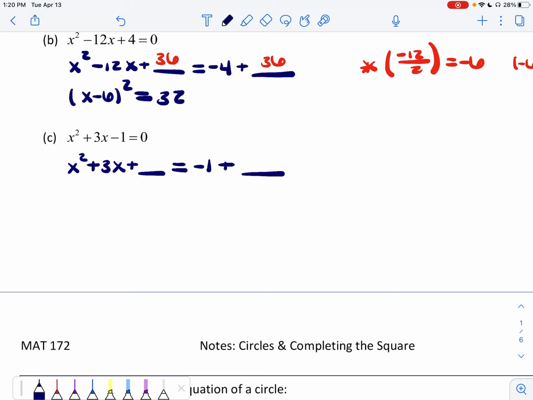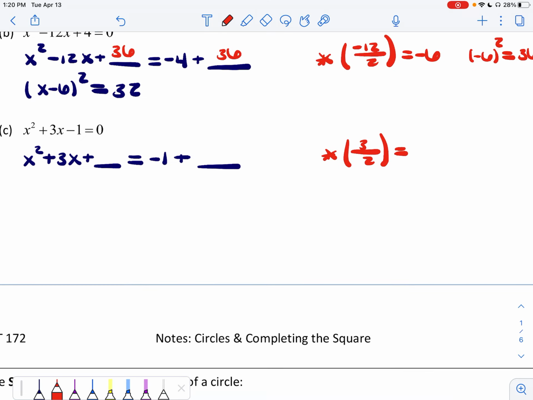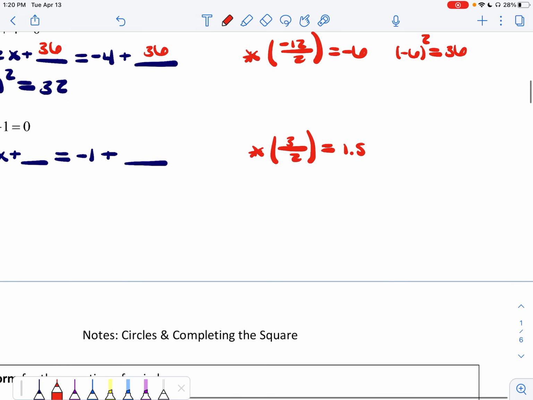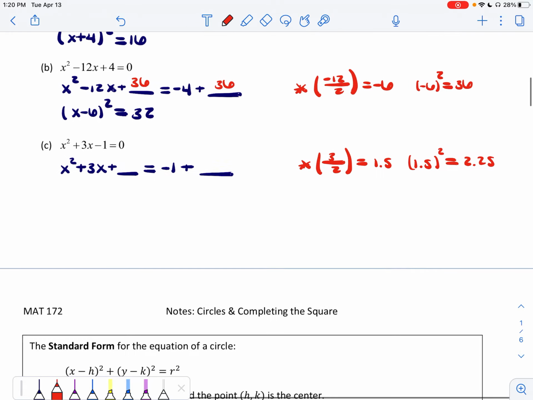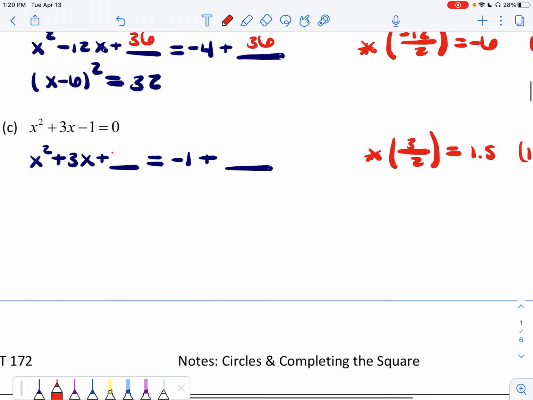And then we need to figure out what to add to complete the square. So we're going to take our b term, which is a 3, and divide it by 2. Okay, so that gives us a 1.5. And then 1.5 squared is equal to 2.25. So I'm going to add 2.25 to both sides of this equation.